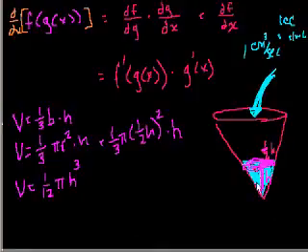I want to know, this is an interesting question, how fast is the water level rising? How fast is h changing, the height of the water, at the moment when h is equal to 2 centimeters? So how do we do that? This just gives us a static picture of, if we know the height, we can figure out the volume.